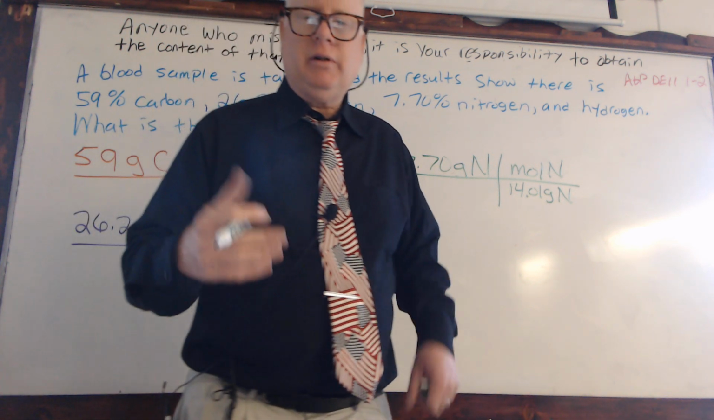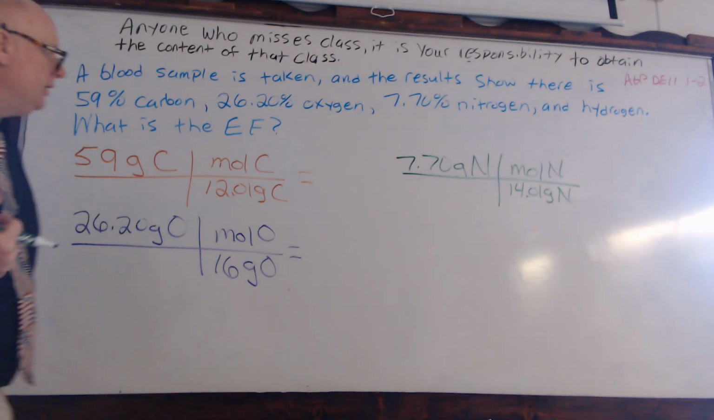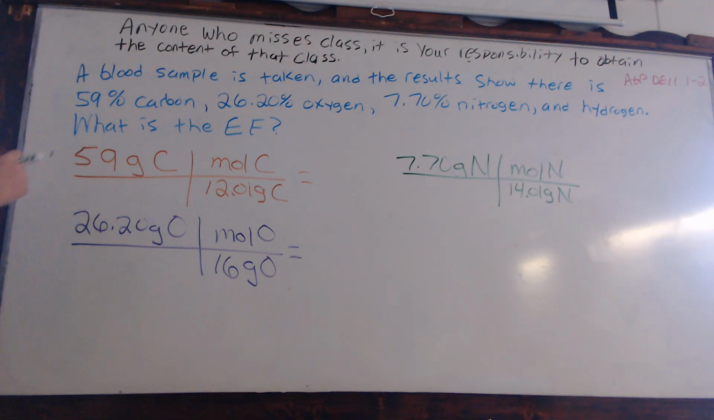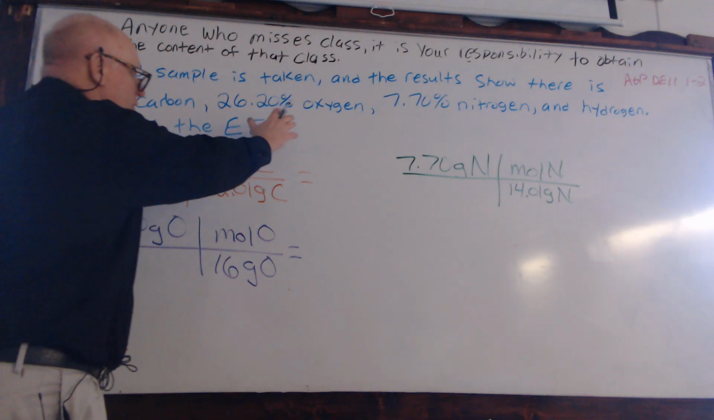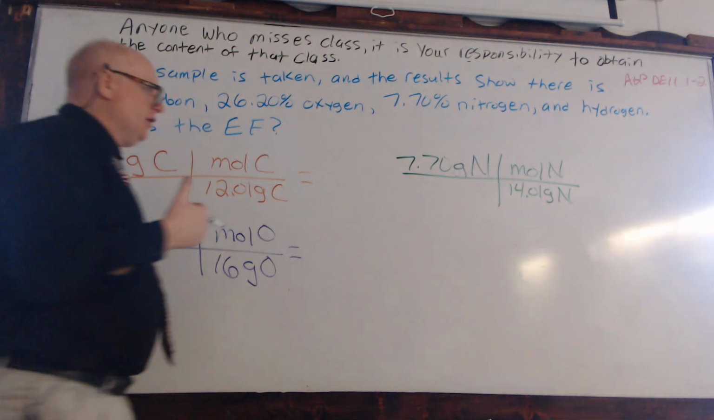Okay, now all the gremlins are gone. We started this problem here, for some of you tuning in a little later. Maybe this sample is taken out of the blood. The results show we got 59% carbon, 26.2% oxygen, 7.70% nitrogen, and then there's hydrogen left.